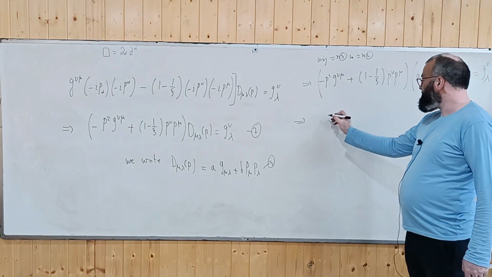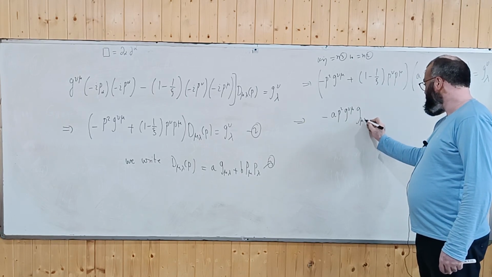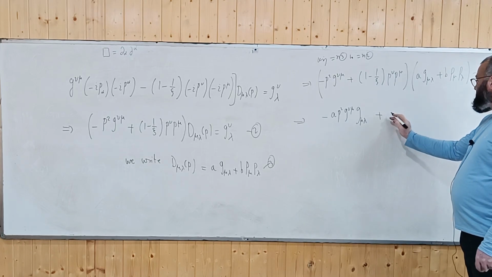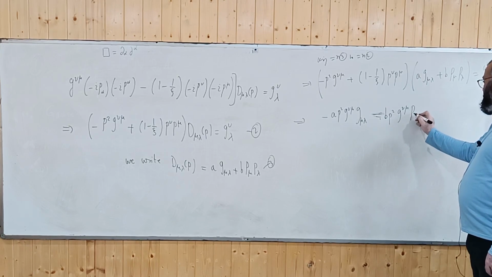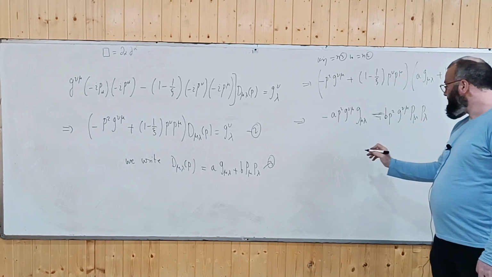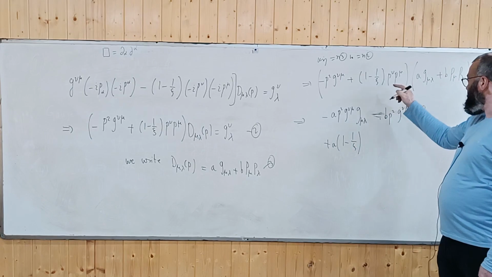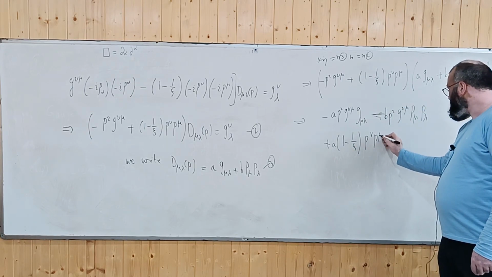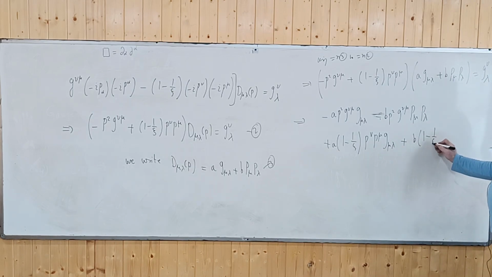So let's multiply. It's minus a p squared g nu mu, then you are having g mu lambda. Then you are having minus b p squared g nu mu p mu p lambda. Then plus (1 minus 1 by zeta), so a is there, then you are having this p mu g mu lambda. Then plus b into (1 minus 1 by zeta) p mu p lambda. So that's equal to g nu lambda.